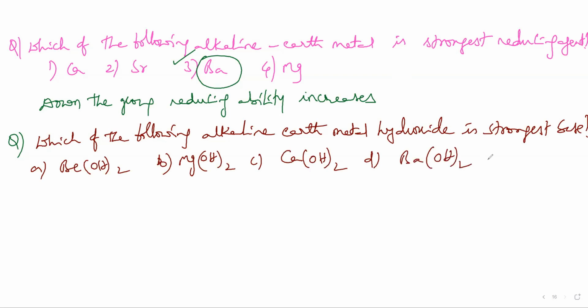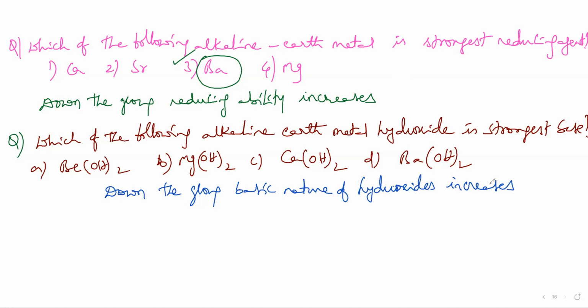What is the general trend we know? Down the group, basic nature of hydroxides increases. This is our trend, right? Down the group, basic nature of hydroxides increases. So who is down the group? Which element is present? Barium hydroxide. So barium hydroxide will have more basic nature.